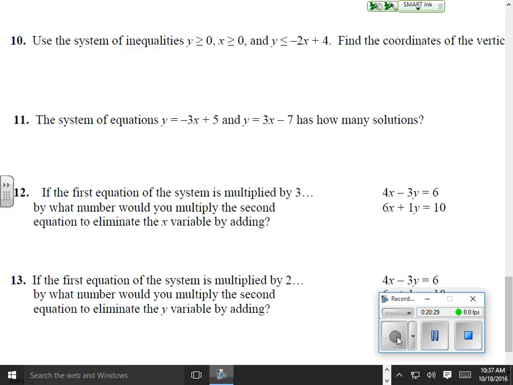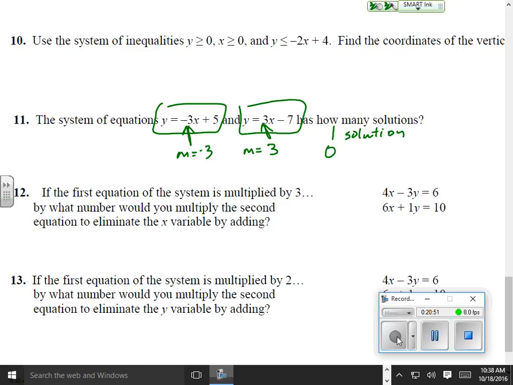Number 11, y equals negative 3x plus 5 and y equals 3x minus 7 has how many solutions? Well, if we look at the slopes, this one has a negative 3 slope. This one has a 3 slope. So the only possibilities are that it has one solution, it has 0 solutions, or it has infinite solutions.